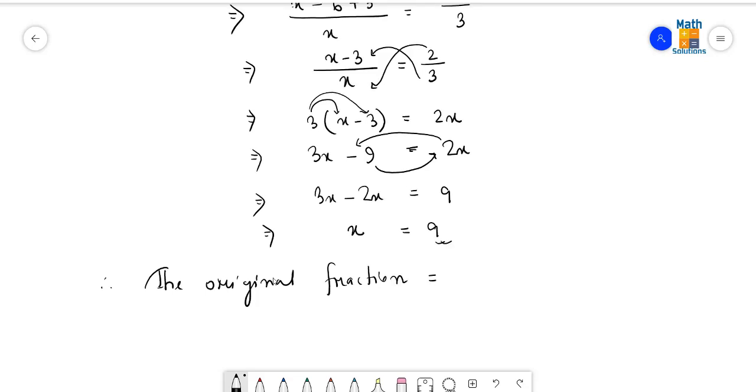So, here the original fraction will be, let us see what we get here. The original fraction was x minus 6 over x, because the numerator was 6 less than the denominator, and the denominator is x here. So in place of x, I am going to put 9 here. 9 minus 6, then in place of x in the denominator, the result will be 9 again, and I am going to get here 3 by 9. Let's do cancellation. It will be 1 by 3. So 1 by 3 is the required original fraction.